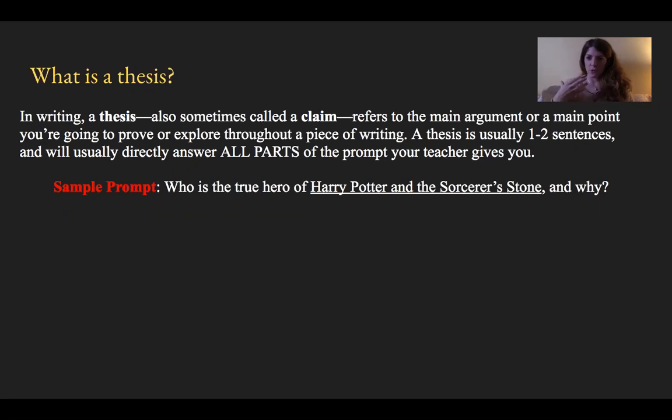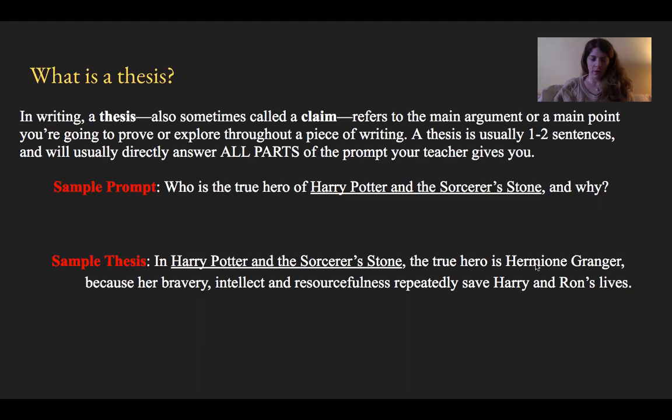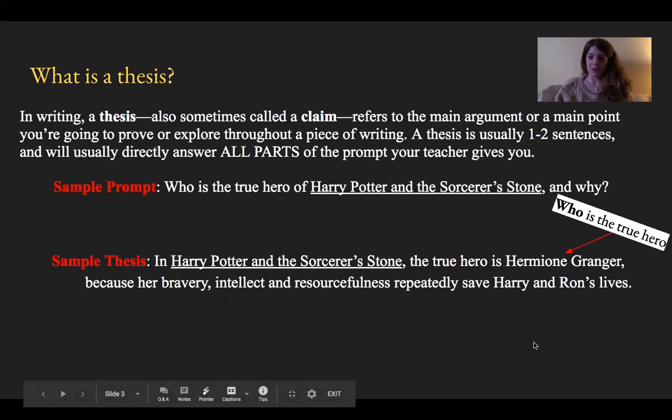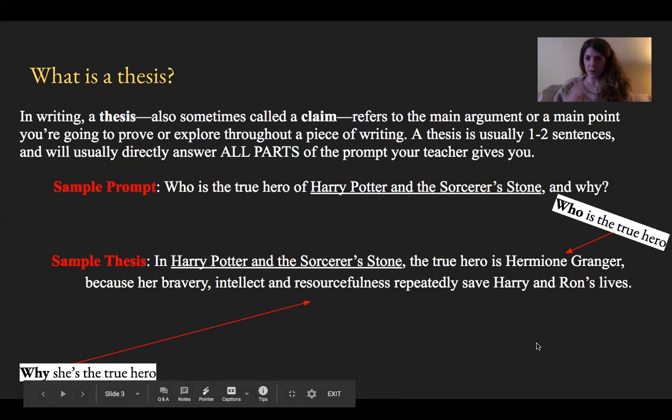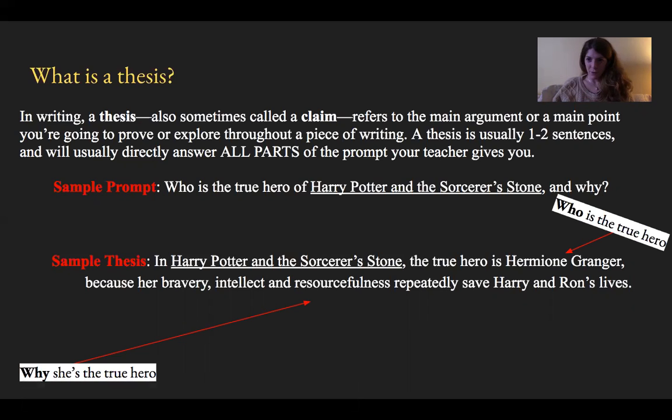Your goal is to create a 1 to 2 sentence response that answers both the who and the why of this prompt. So you might say something along the lines of, in Harry Potter and the Sorcerer's Stone, the true hero is Hermione Granger because her bravery, intellect, and resourcefulness repeatedly saved Harry and Ron's life. So here we have a very clear answer to who is the true hero. And we also have a clear answer to why is this person the true hero. Now you may not agree with this statement, but that's not really the point of a thesis statement. A thesis is your personal argument, what you are going to try to prove.